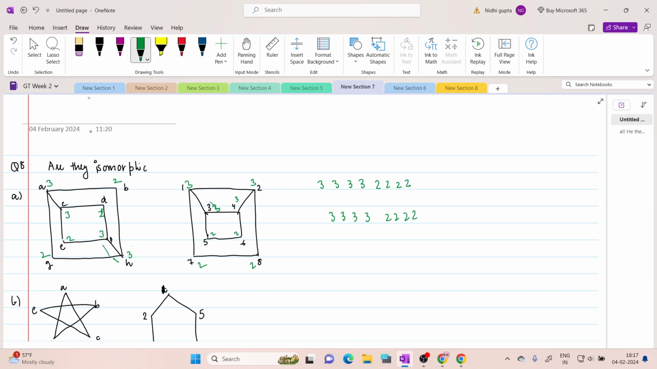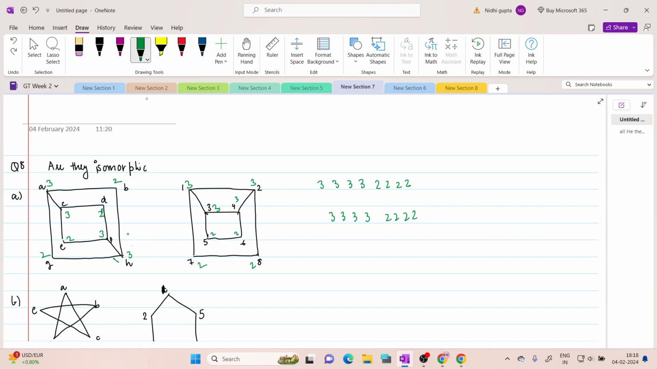Okay, but this is just a drawing. We know two isomorphic graphs can look very different also. So we can't say that based on drawing. If we give it in a reasoning way, we will say that 3 and 4 both are adjacent and both have degree 3. But here we don't have a vertex which is adjacent to C such that its degree is 3.